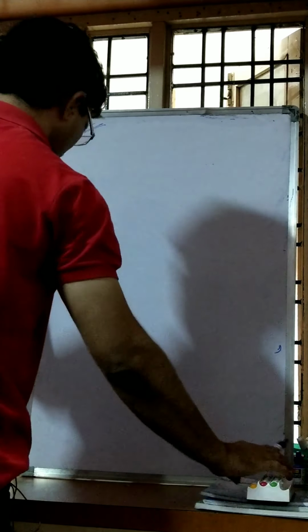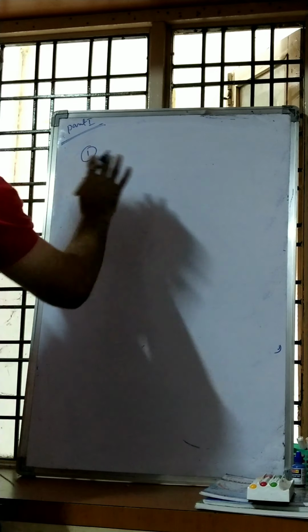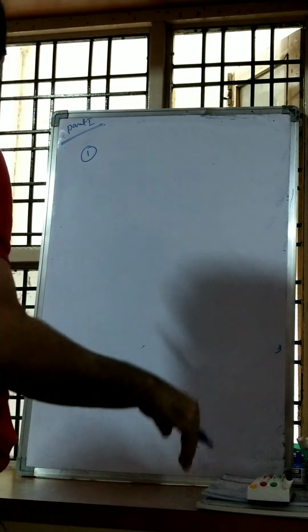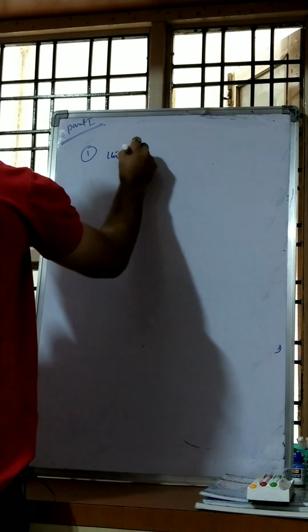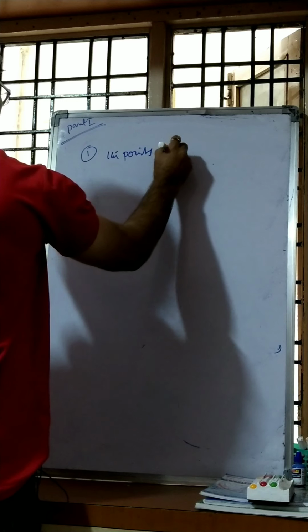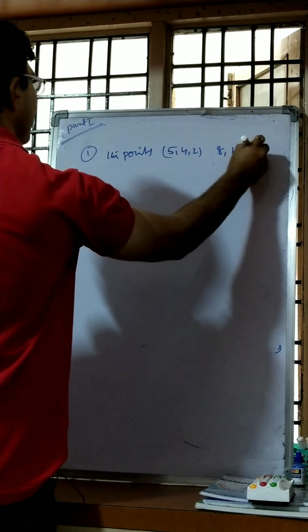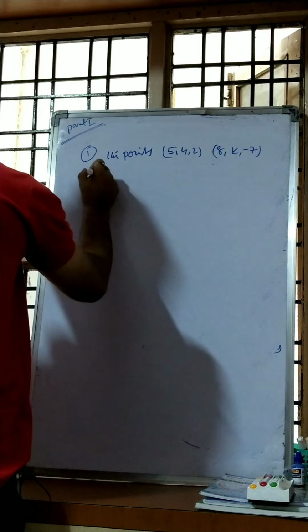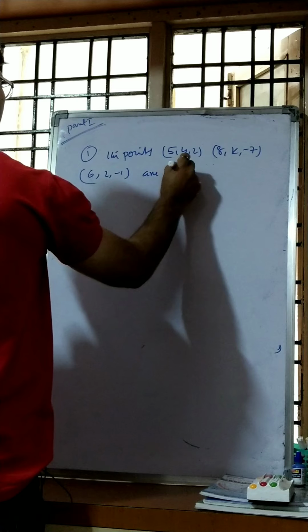Now suppose he has given a problem like this, I would like to take some problems. Let us do some problems on it. One is here: the points 5, 4, 2 and 8, k, minus 7 and 6, 2, minus 1 are collinear.